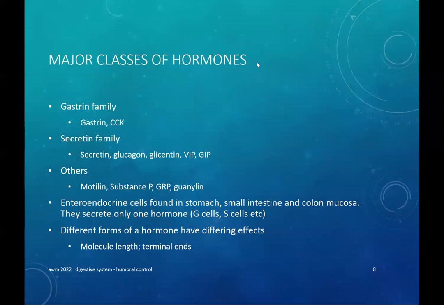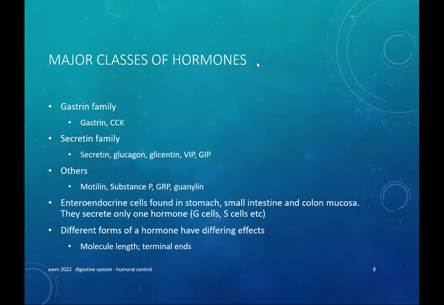However, whenever you find them in a particular region, they only produce one hormone. For example, the G cells are located in the stomach and they produce gastrin, and gastrin only. S cells are found lower down in the duodenum, and they secrete secretin. So you don't find one enteroendocrine cell secreting various types of peptides. They only secrete one particular kind.